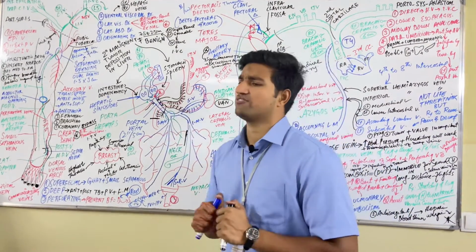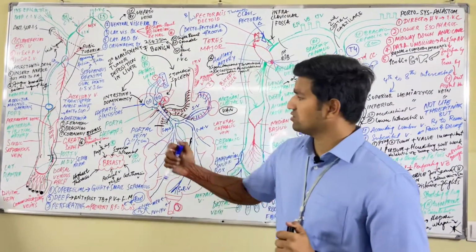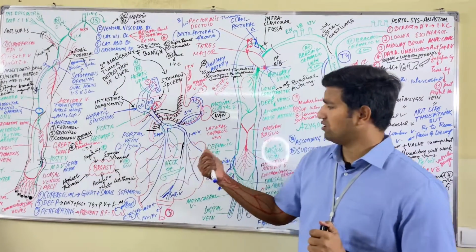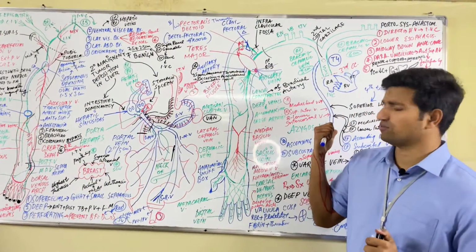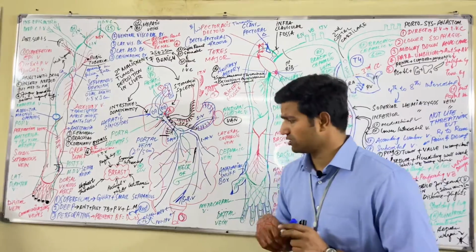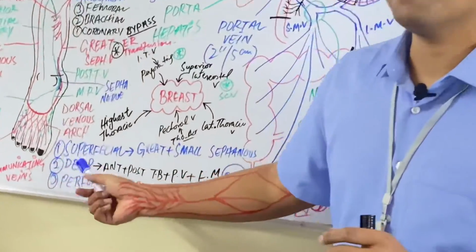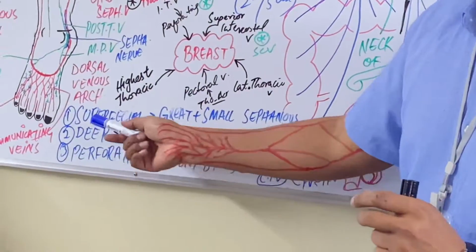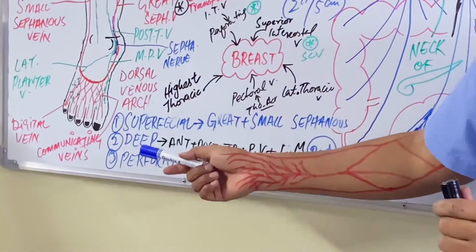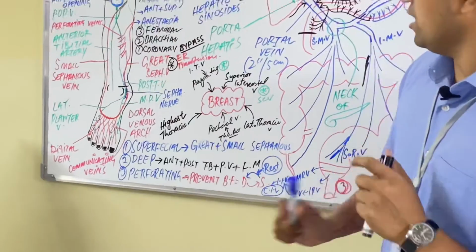Bismillahirrahmanirrahim. Today we have talked about venous drainage of the leg, of the abdomen and thorax, and of the upper limb. Now, starting from the very beginning, we have talked about how there are three types of veins present in the leg: superficial veins, deep veins, and perforating veins.